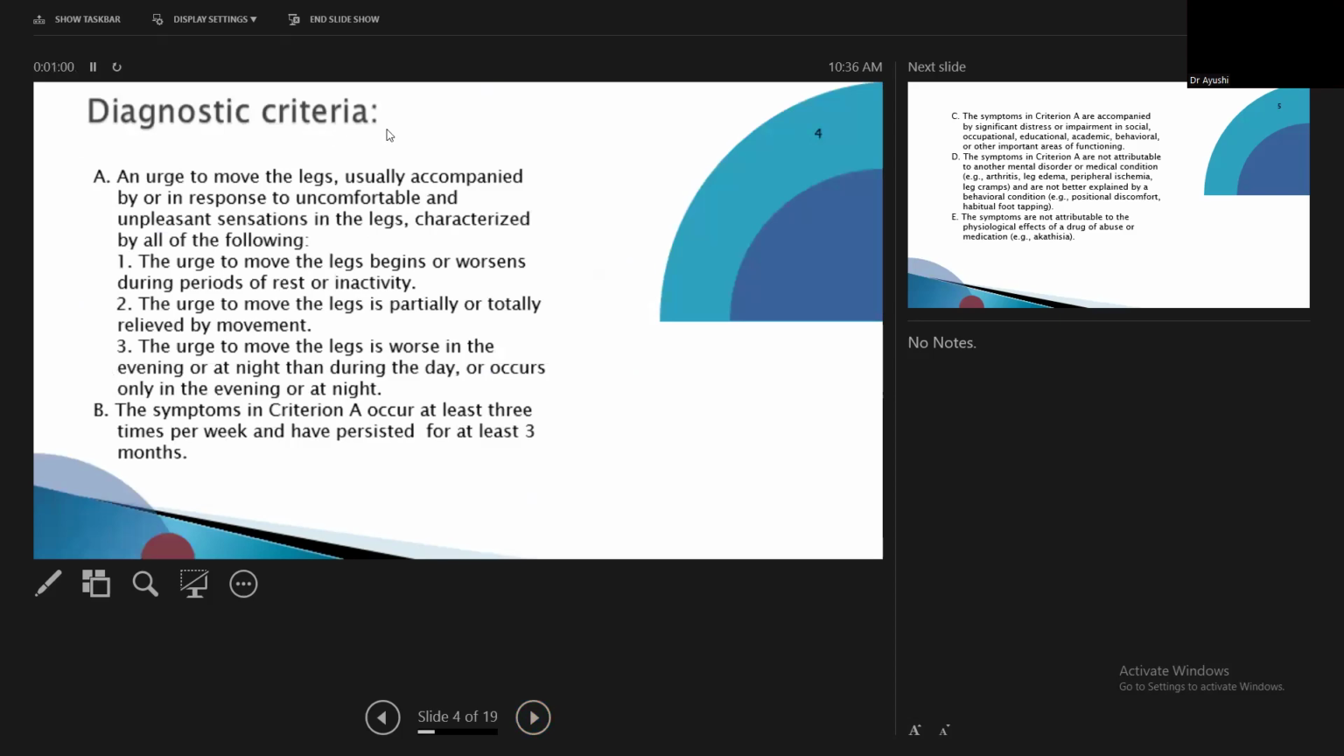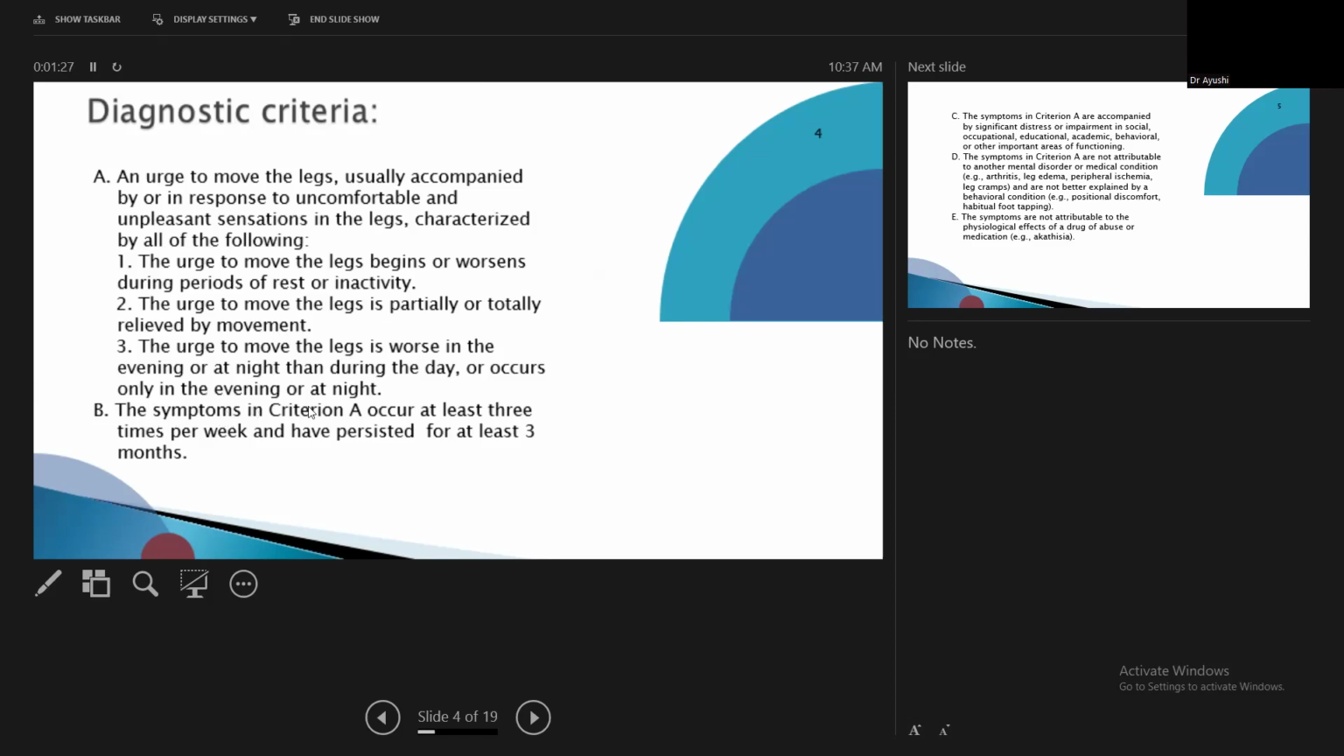The diagnostic criteria as per DSM-5, the essential criteria include 5 points. A, an urge to move the legs, usually accompanied by or in response to uncomfortable and unpleasant sensations in the legs, characterized by all of the following. First, the urge to move the legs begins or worsens during period of rest or inactivity. The urge to move the legs is partially or totally relieved by the movement, and the urge is worse in the evening or at night than during the day, or occurs only in evening or at night.